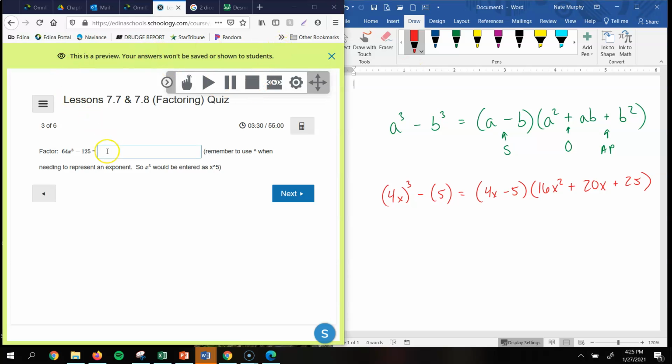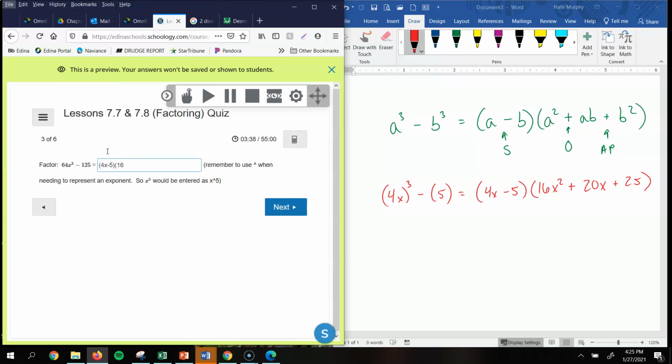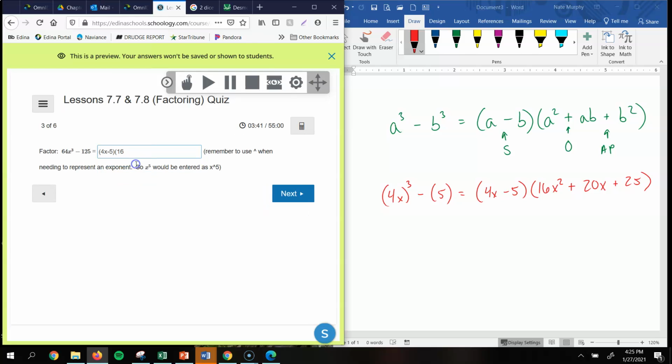So the way that you're going to type this in, that's really important. We're going to type this in as 4x minus 5. And then we're going to have 16. So to do the x squared, we're going to use that caret button. So we type 16x, then that caret button is what we call that, 16x squared plus 20x plus 25.